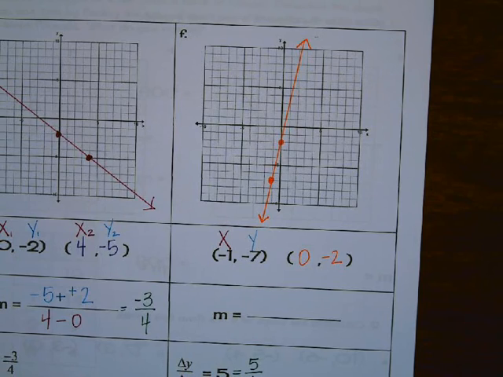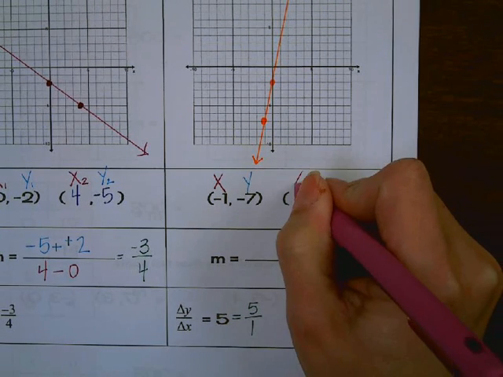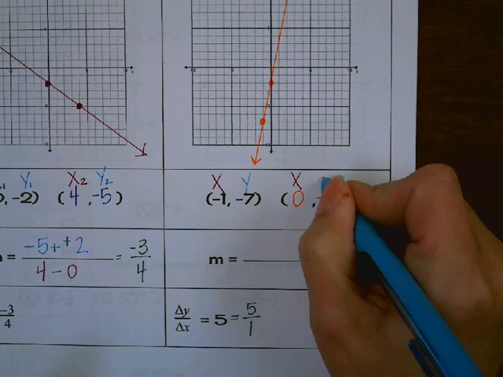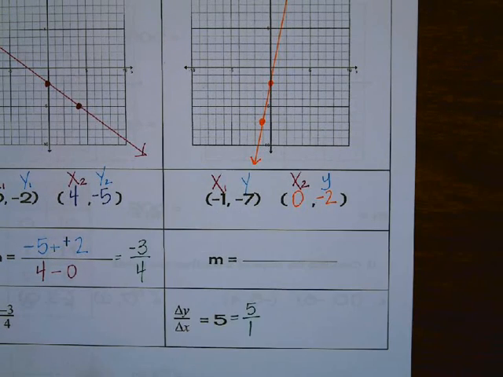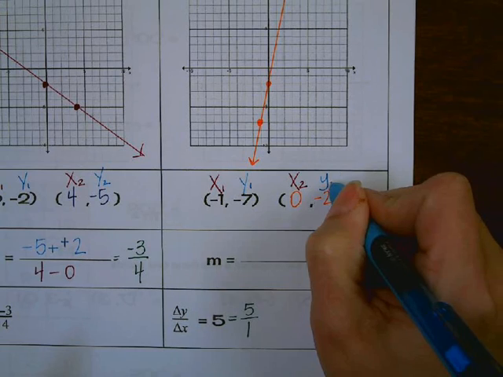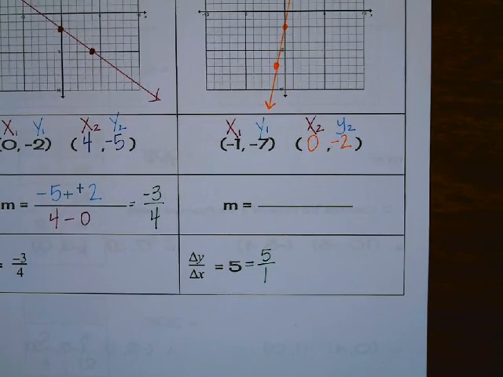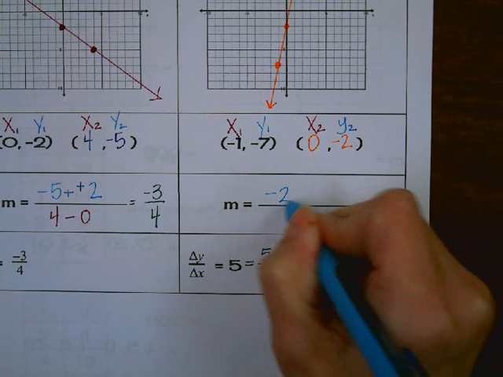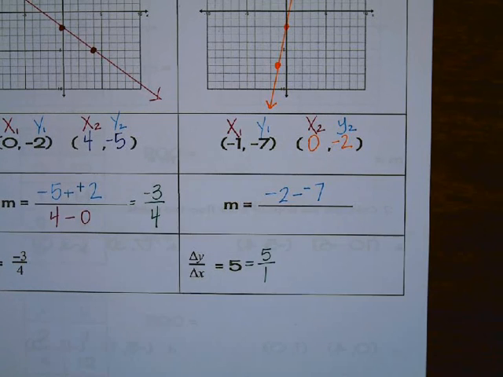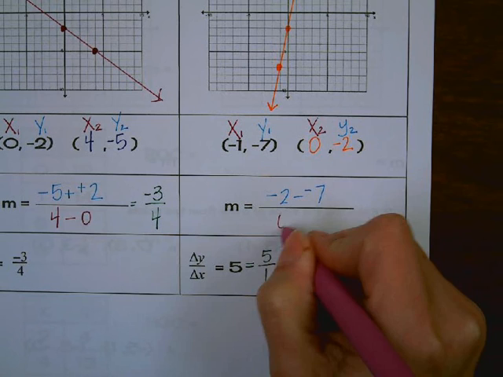So now it's like what we did on Friday, where we're going to use our slope formula in order to determine our slope. But first I'm going to identify my point. This is my x, this is my y. And I'm going to indicate that this is my x1 and this is my x2, while this is my y1 and this is my y2. So remembering my slope formula is y2 minus y1. So -2 minus a -7. And my x2 minus my x1 would be 0 minus a -1.